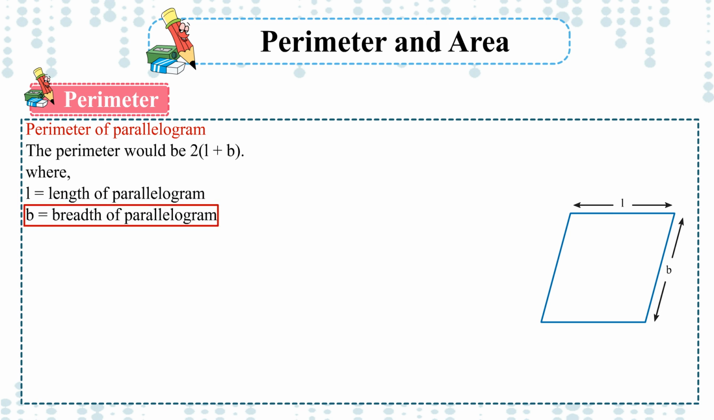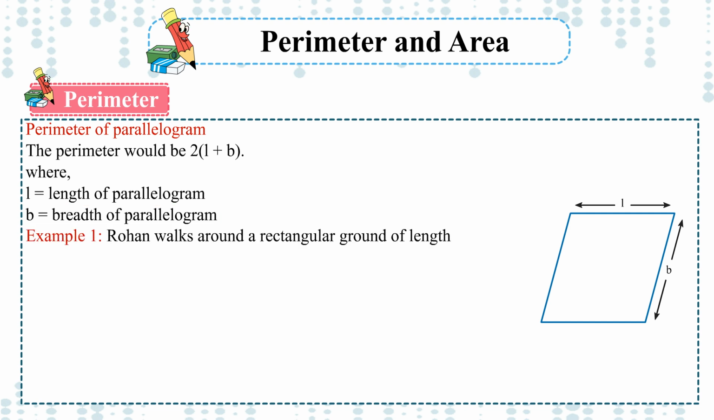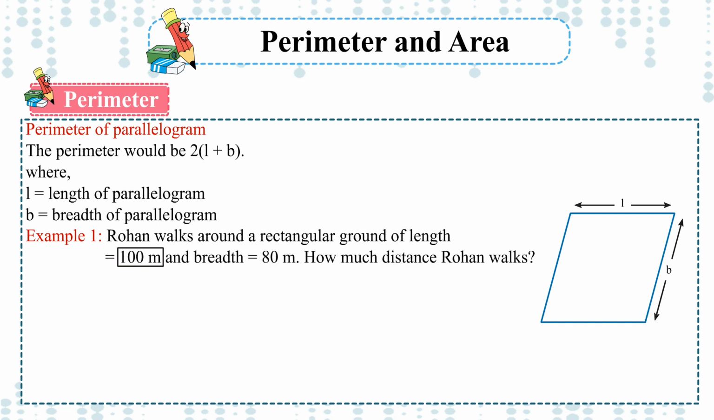B is equal to breadth of parallelogram. Example 1. Rohan walks around a rectangular ground of length is equal to 100 meters and breadth is equal to 80 meters. How much distance Rohan walks?